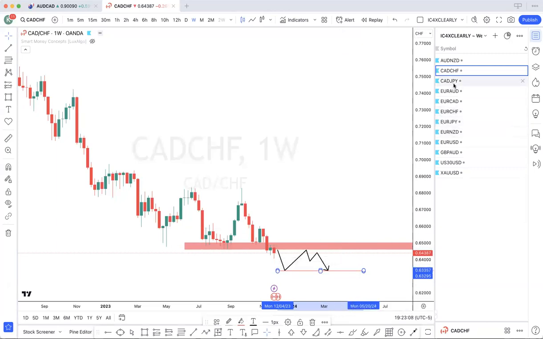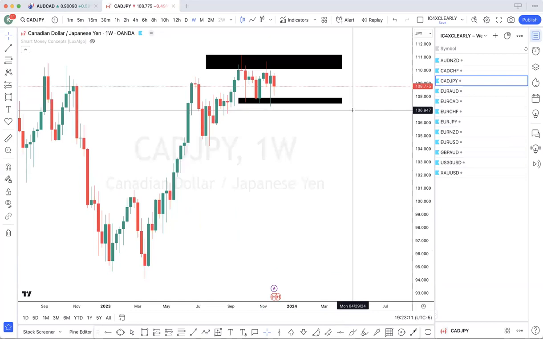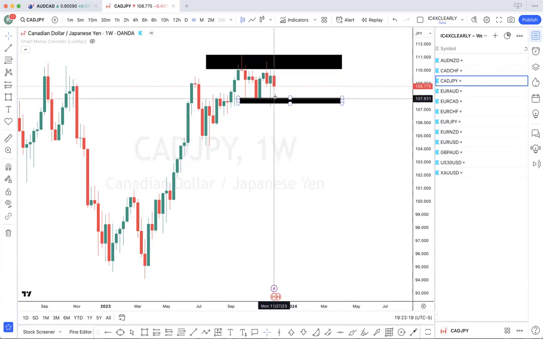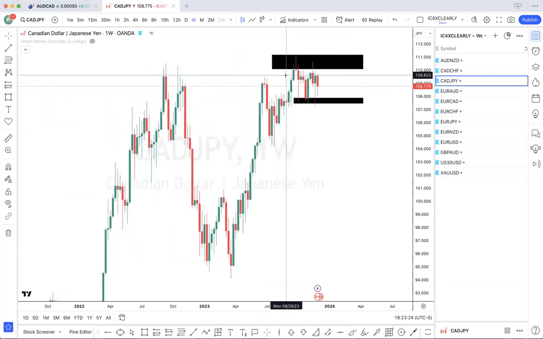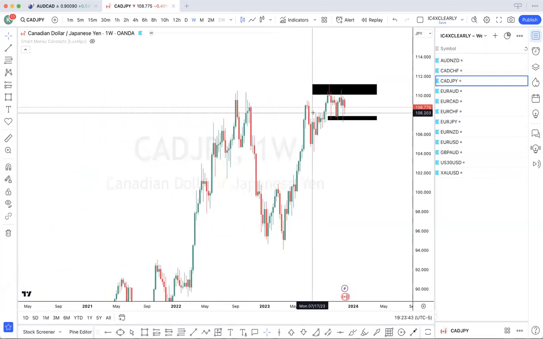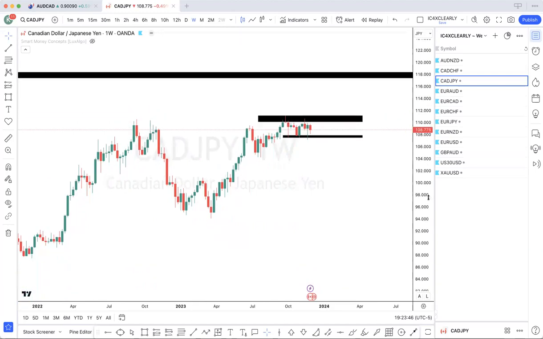That's CAD CHF. CAD JPY. This was marked up from, I believe, I can't remember if it's last week or, however, as we can see, it's been consolidating. So my guess would be, because it was bullish, anytime price comes to this zone, look for a push to the top side. Because it could continue going bullish.